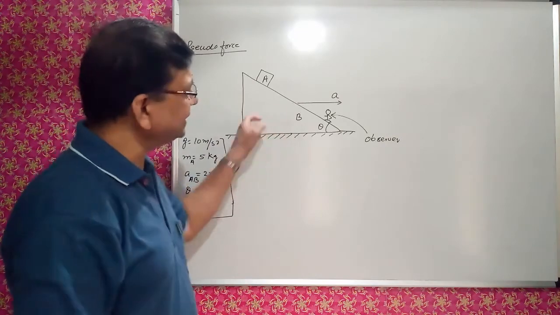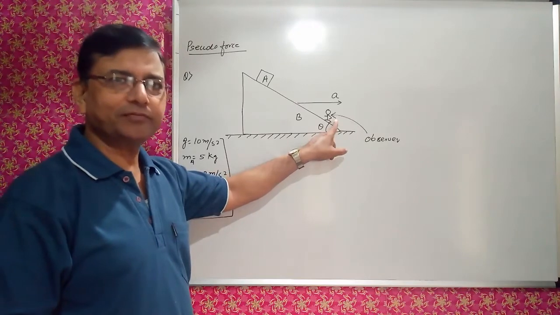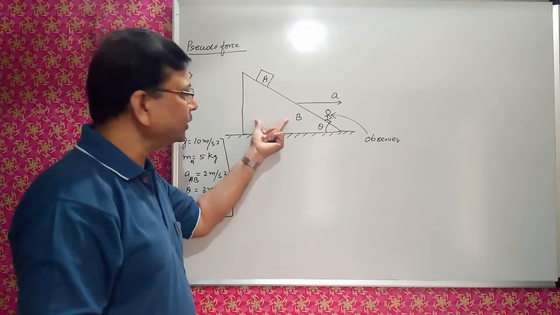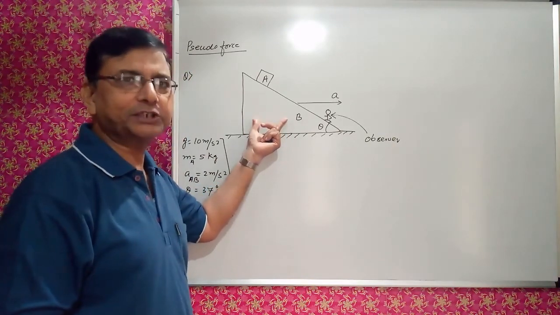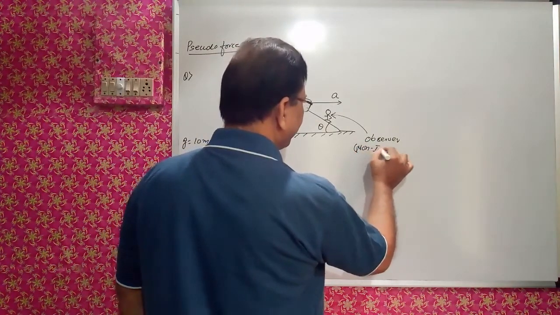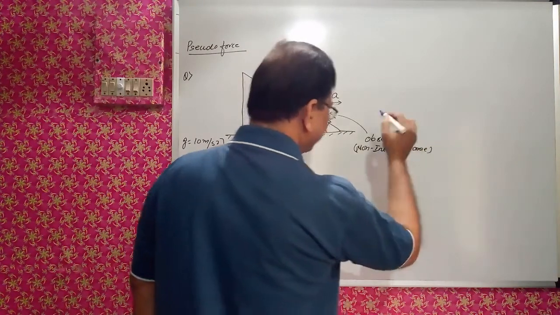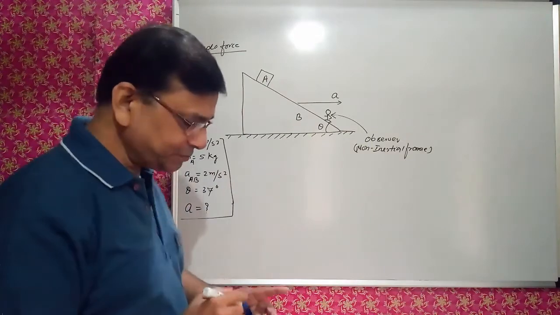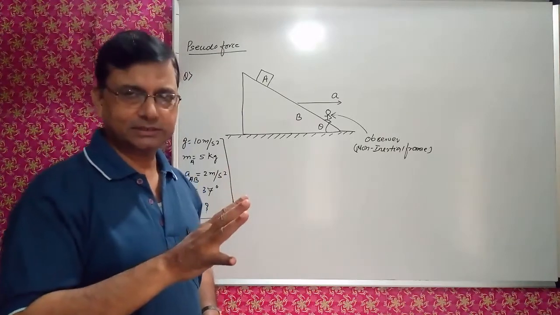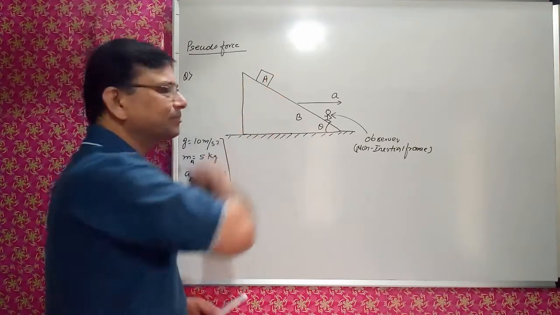And since the wedge is accelerating, this observer is in a non-inertial frame, because the observer is observing this mass with respect to this accelerated wedge, that is a non-inertial frame. And since the observation is made from a non-inertial frame, to apply Newton's laws, particularly the second law, we have to apply a pseudo force on this mass.